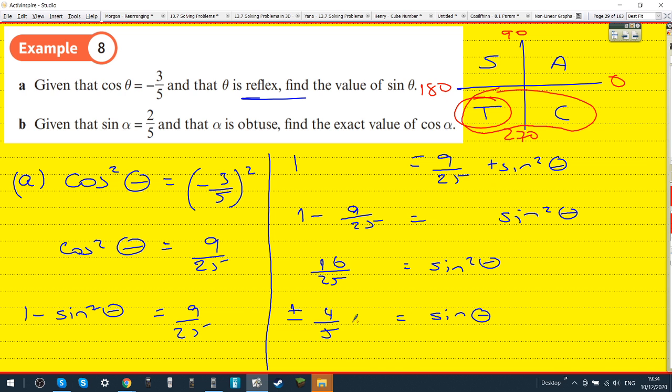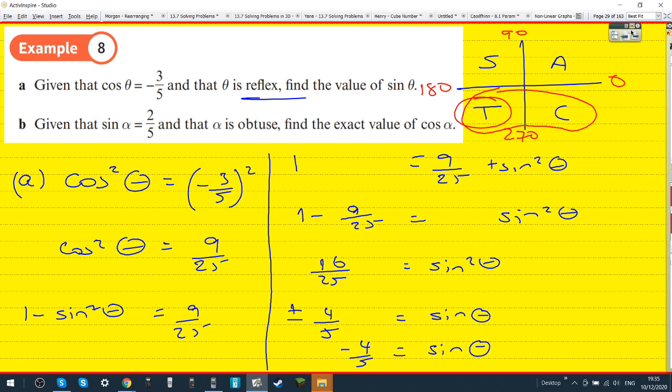And so which will sine theta be? Will it be positive or negative? Negative. Yes. And so sine theta is equal to minus 4 over 5.